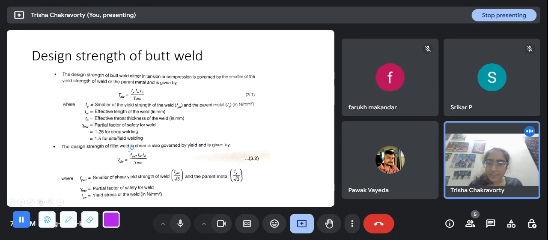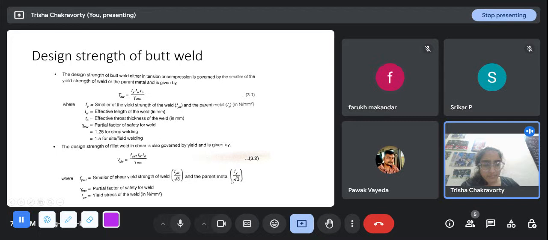The design strength of fillet weld in shear is also governed by yield, and it is given by this VDW. I think this should be butt weld. This is the design strength of weld in tension or compression. This is in shear. T stands for tension and V stands for shear. It is F VW1, smaller of shear yield strength of weld and the parent material, divided by root 3.